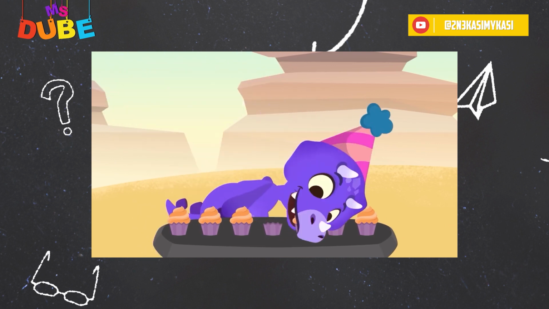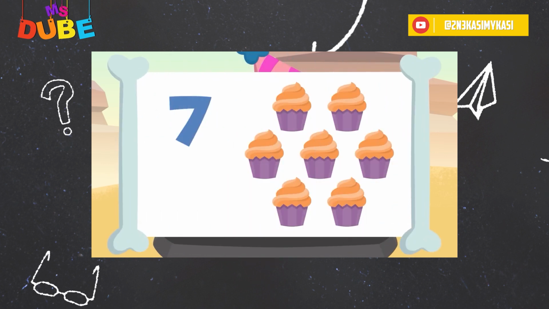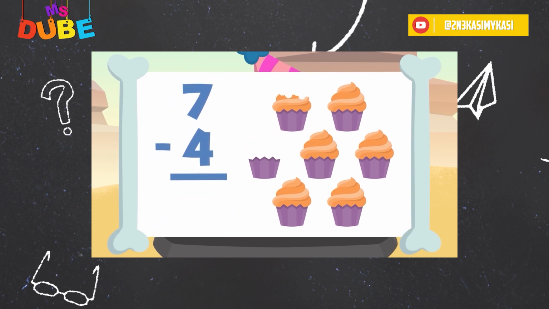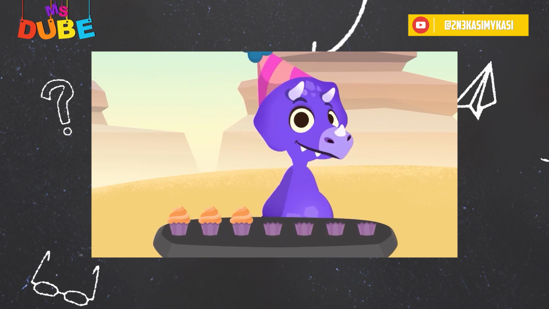There's nothing we can do with you, sorry, is there? On the table, there were 7 cupcakes, and you've eaten 4 of them. If we take away 4 from 7, 1, 2, 3, and 4, the result is 1, 2, and 3. 3! 7 minus 4 equals 3. Good job, sorry! Do you like subtracting?